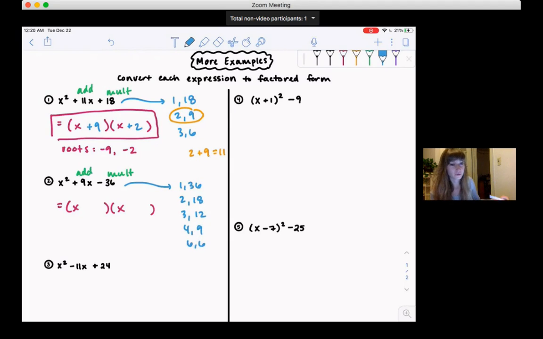If you're not sure what the factors of a number are, you could just do 36 divided by 2, and you'll get 18, so you know 2 and 18. 36 divided by 3 gives you 12, so 3 and 12. 36 divided by 4 gives you 9, so 4 and 9.